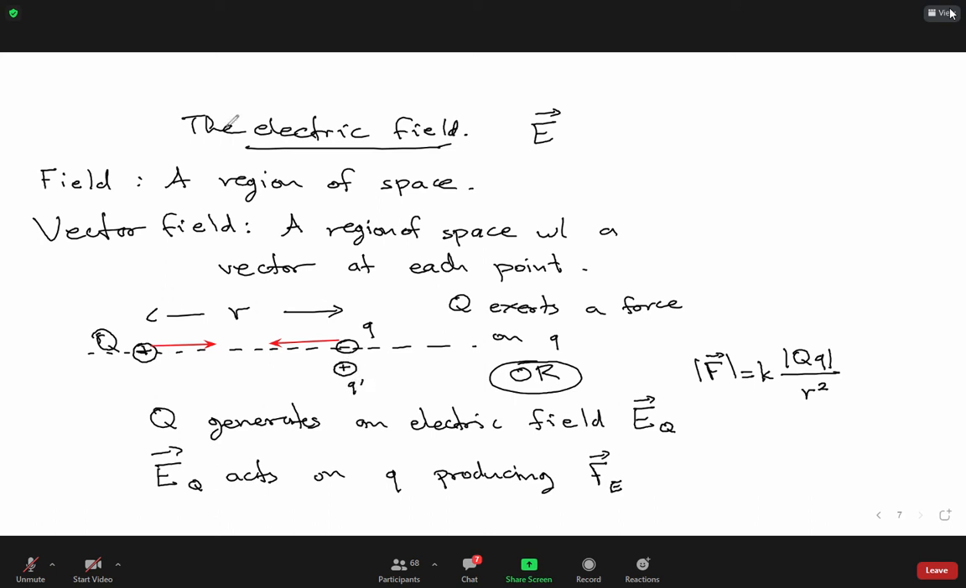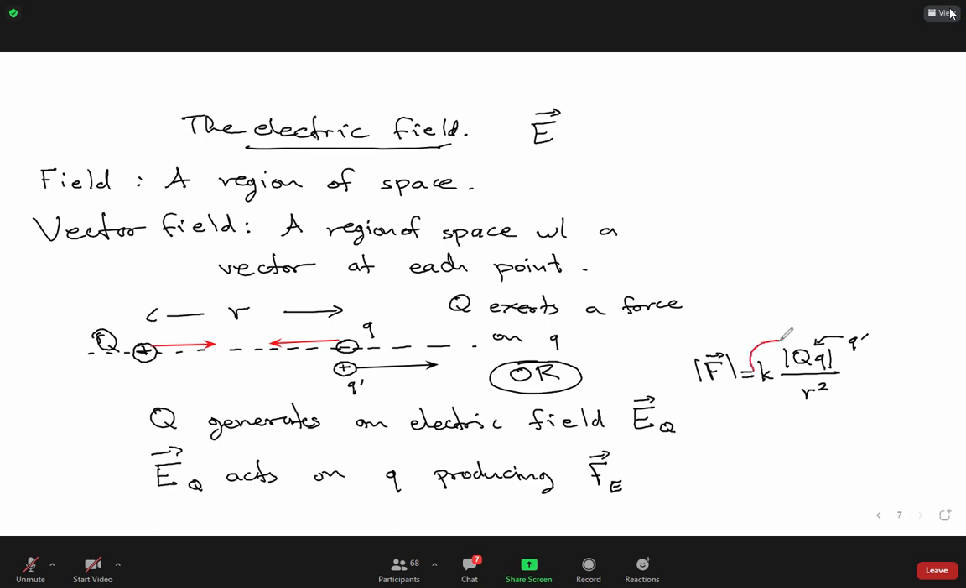Well, this one is going to feel a repulsive force from big Q, which will have exactly the same magnitude. The only difference is that I'll have to replace this with a Q prime. Everything else remains the same.